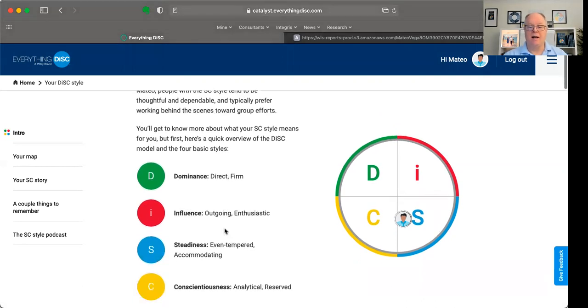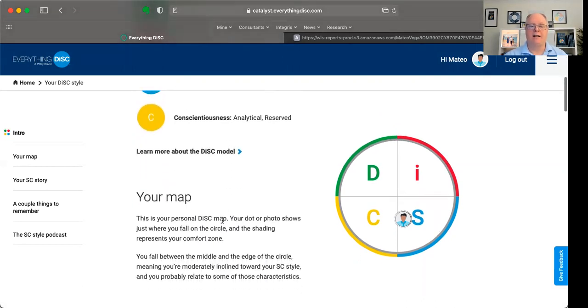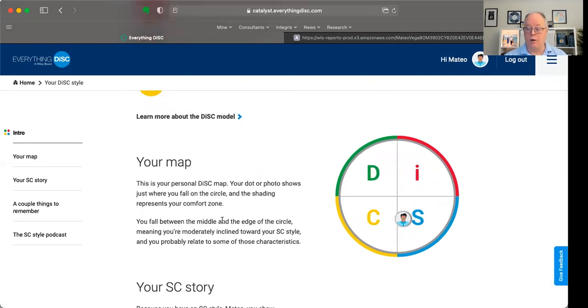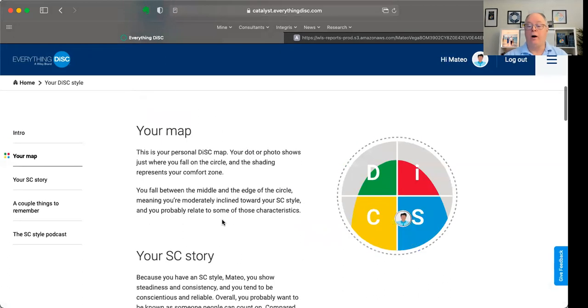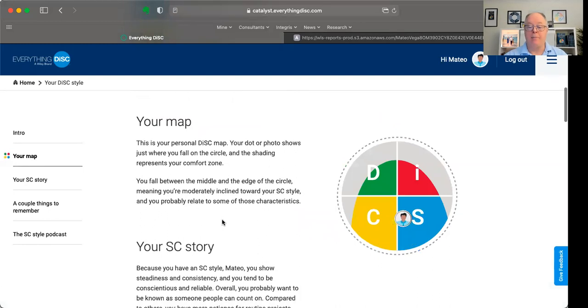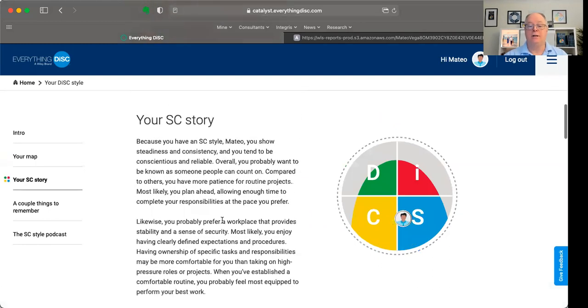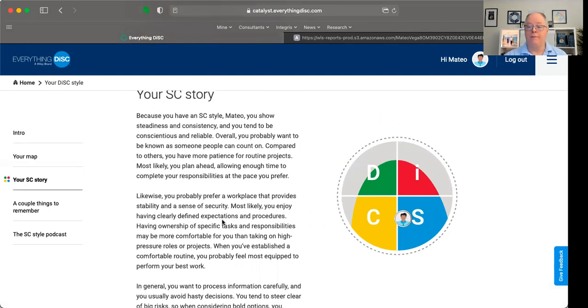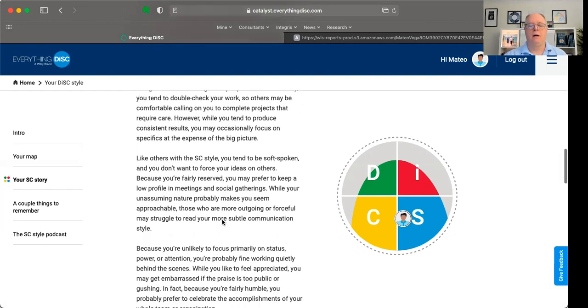So I can go into my style. I can learn more about what that style actually means. I can learn about the DISC model overall. I can take a look at where I fall on that circumplex map, and then I can actually read the story about myself. What does the assessment actually tell me about how I interact with the world? What are the things that are easy for me? What are the things that might take more energy?